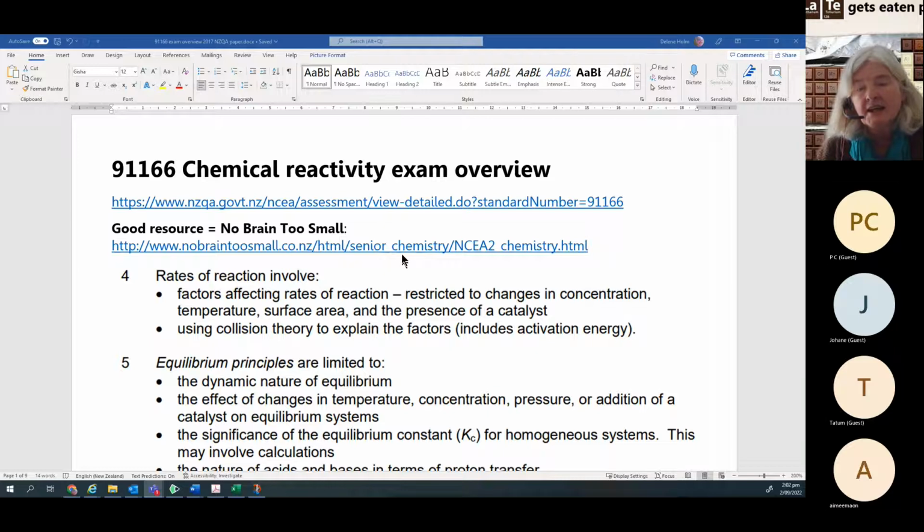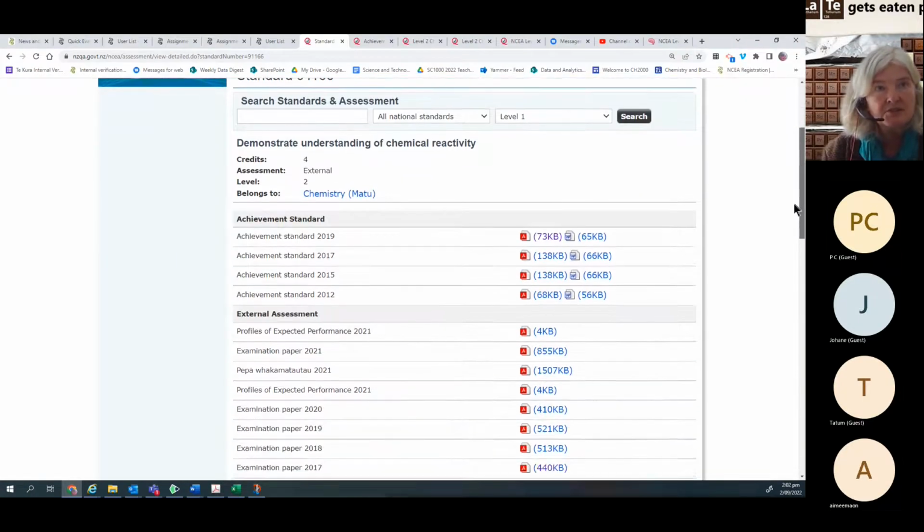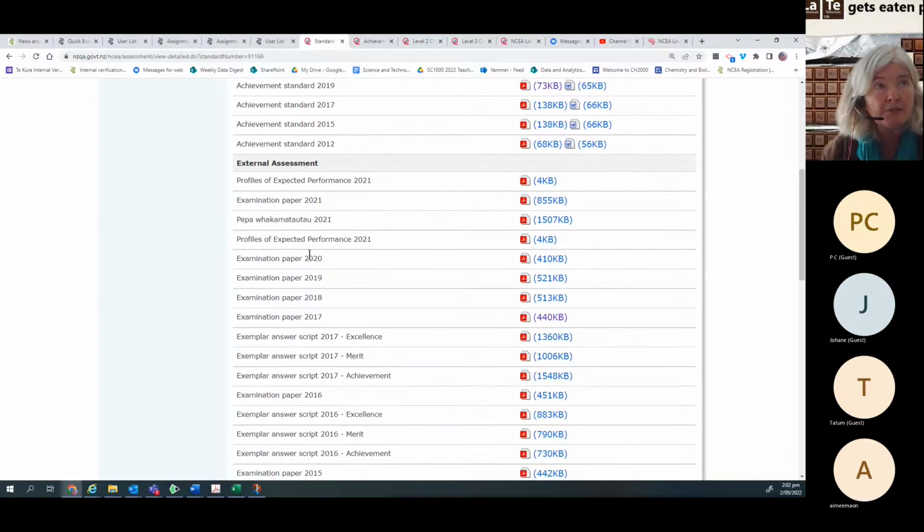Okay, so a few things first of finding help. The first thing is looking at past papers. If you simply Google NZQA and then the standard number of 91166, you can do this for any standard, then you will get to this page, which I'll show you right now. It's really useful because it gives you the standard and all its variations, but it also gives you the past papers.